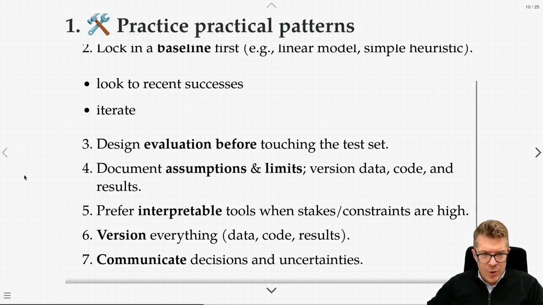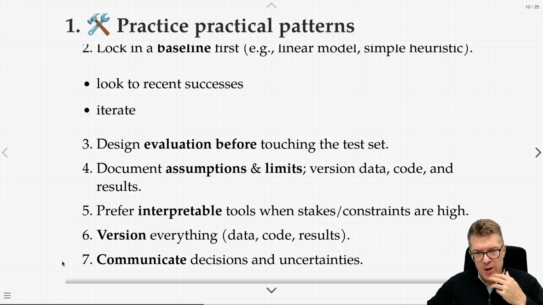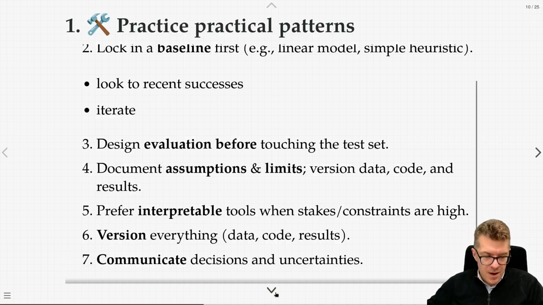Again, related to point 4, versioning everything and following good computer science hygiene. Having the data, code, and results versioned and documented is going to be important. And we're going to want to understand how we can communicate our decisions and our uncertainties to decision makers. We're not going to want to just hype up our model. We're going to want to understand what the trade-offs and limitations are, and communicate that in a way that others can interpret accurately.